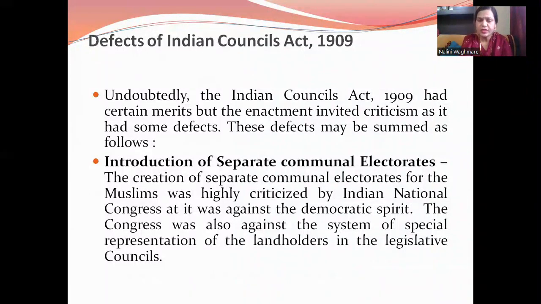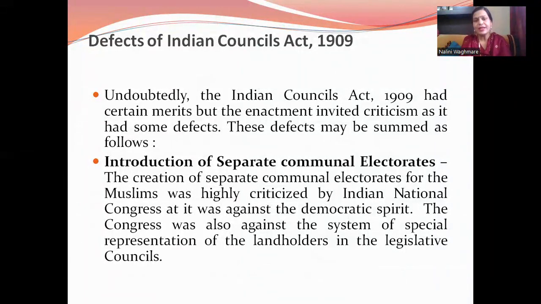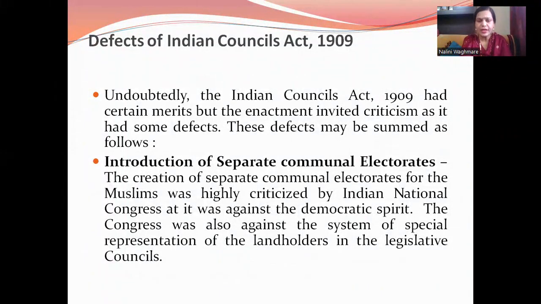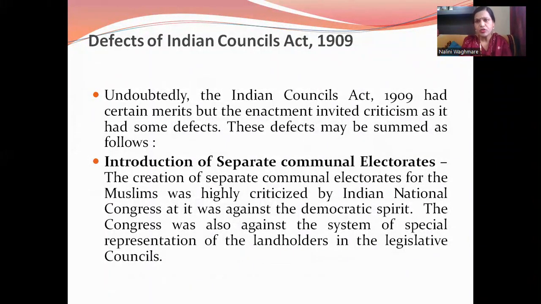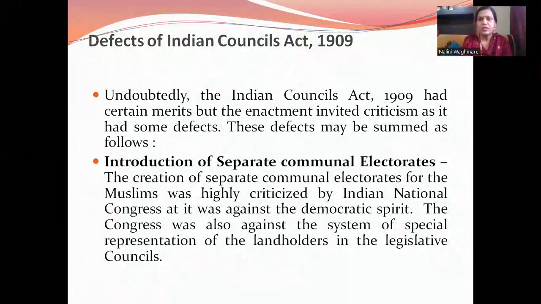Introduction of separate communal electorates. The creation of separate electorates for the Muslims was highly criticized by the Indian National Congress as it was against the democratic spirit. The Congress was also against the system of special representation of landholders in the legislative councils. It means they gave special powers to the Muslim community because before that, Muslims, Hindus, and other people united and fought against the Britishers. So the Britishers adopted the divide and rule policy and favored the Muslims. Later on, this became a big hurdle for Indians to get freedom.